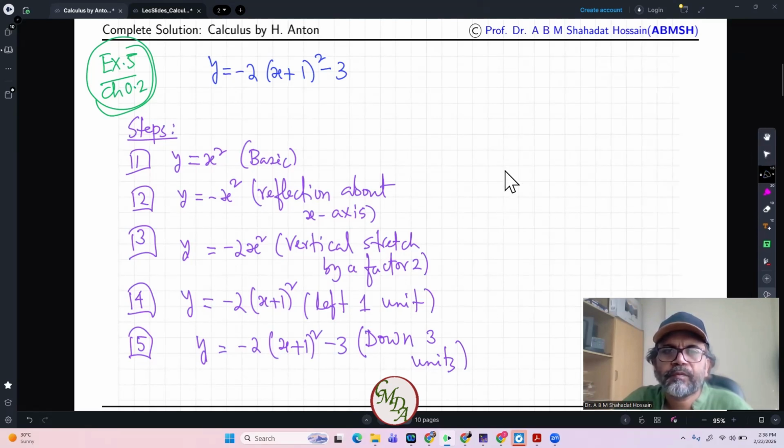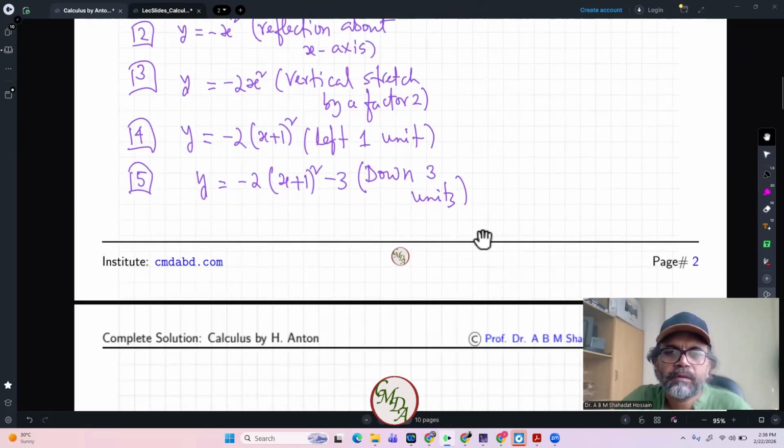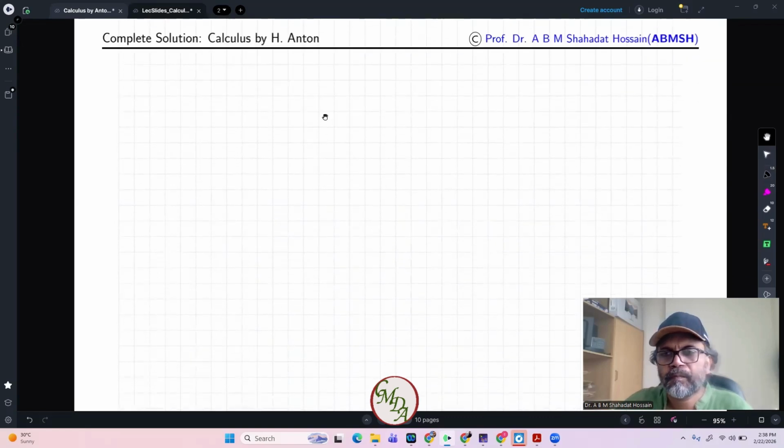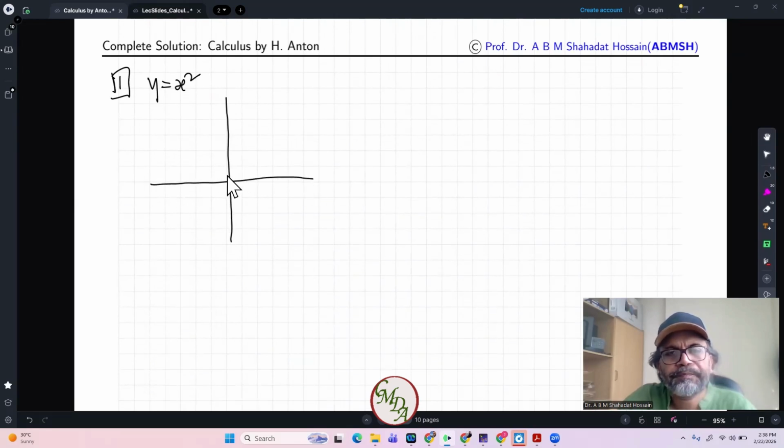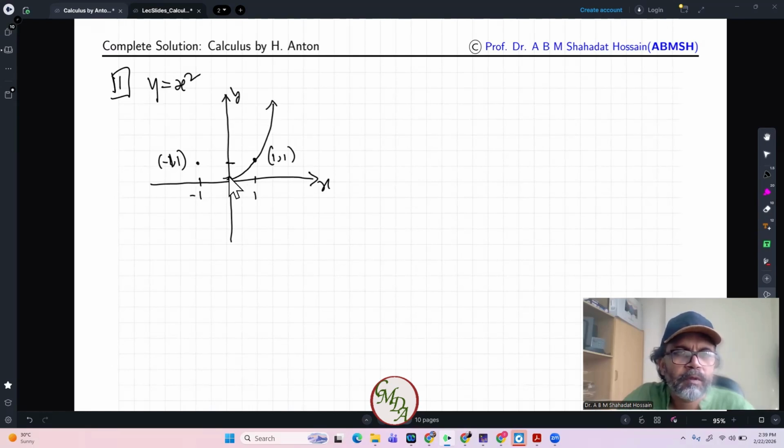We'll basically use the 3-point formula. Number 1, we're labeling this way: y equals x squared. We're drawing the basic graph, using the 3 points formula: minus 1, 0, 1. So this is the x-axis, this is the y-axis. This is 1, so this coordinate is 1, 1. And this coordinate is minus 1, 1. So this is the basic graph at 0, 0, and we will have this graph here.